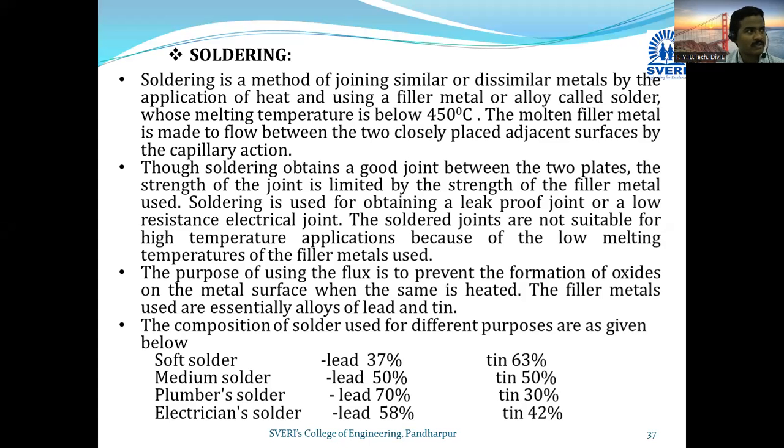First, soft solder. Mention soft solder: lead is 37%, tin is 63%. Then second is medium solder: lead is 50%, tin is 50%. So write all these solders.